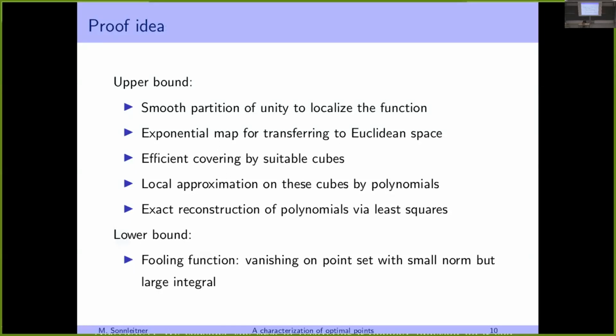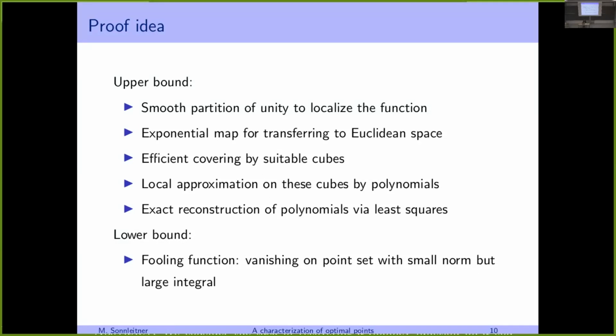Namely, for the upper bound, we have to exhibit these optimal weights such that we can achieve such an error. And we used a smooth partition of unity to localize our functions.